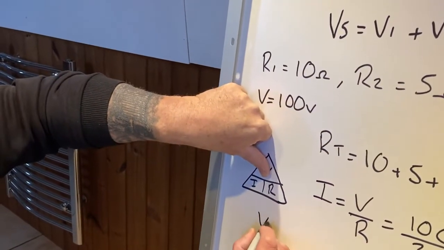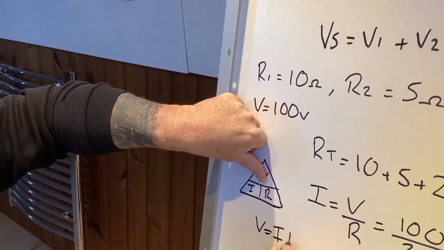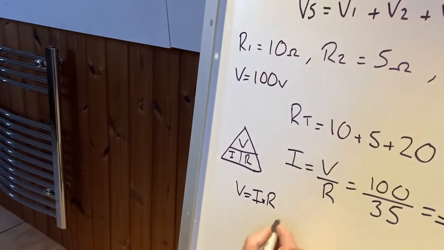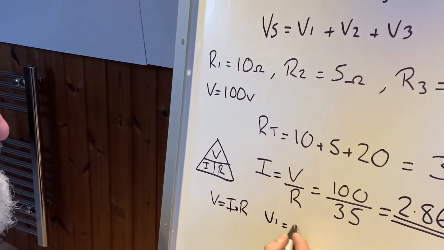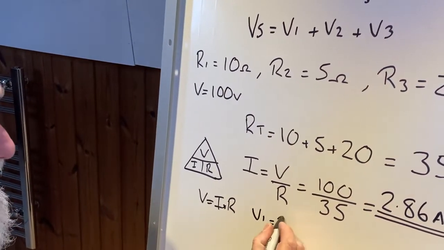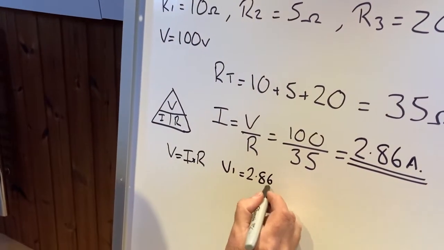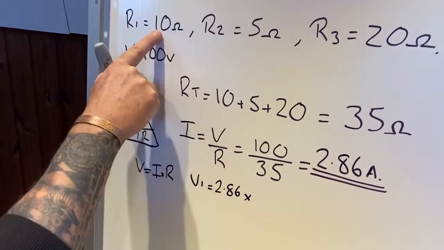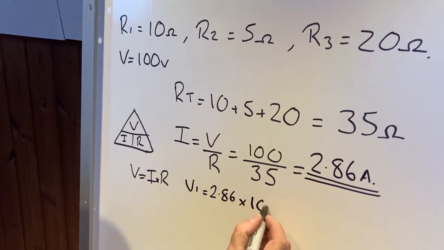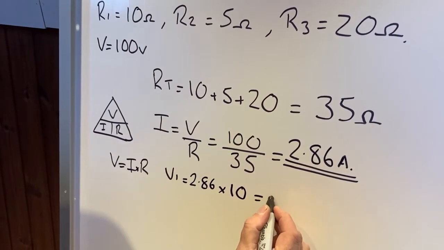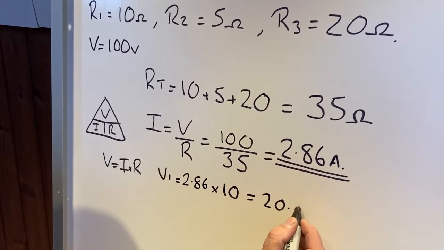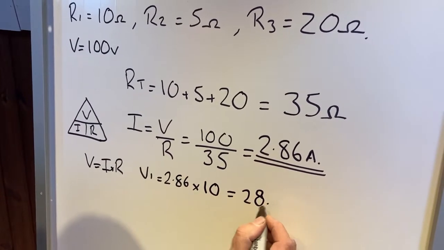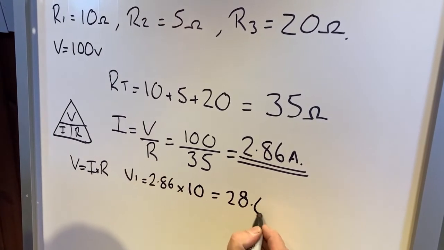So the equation we want is V equals I times R, and that's like saying times there. So if we look at V1 equals I, which is a constant in this case, it's a series circuit, 2.86 times R1, 10. So V1 will equal 28.6 volts.